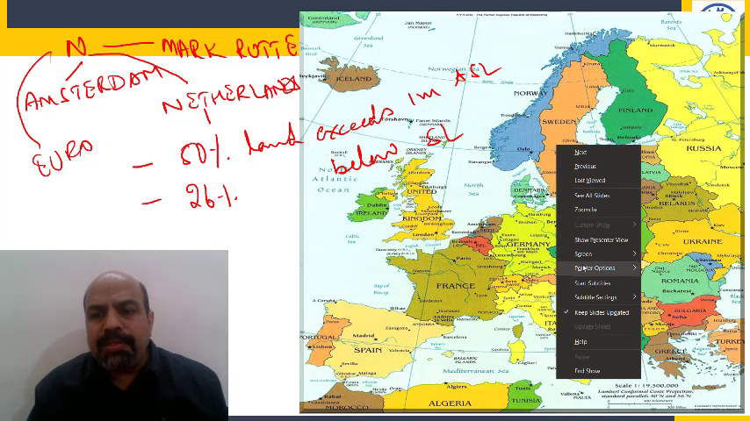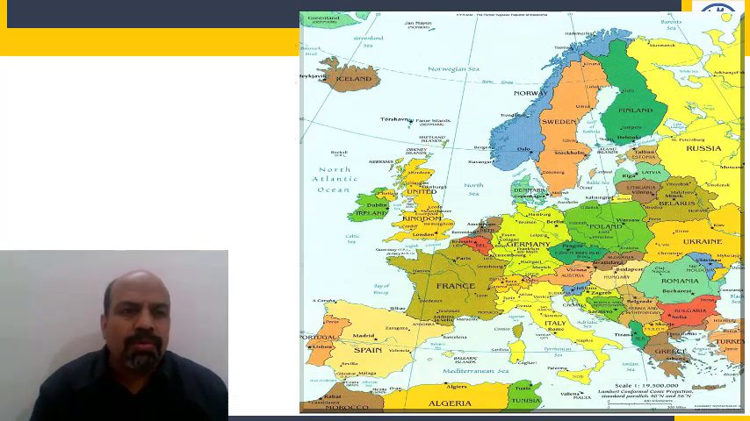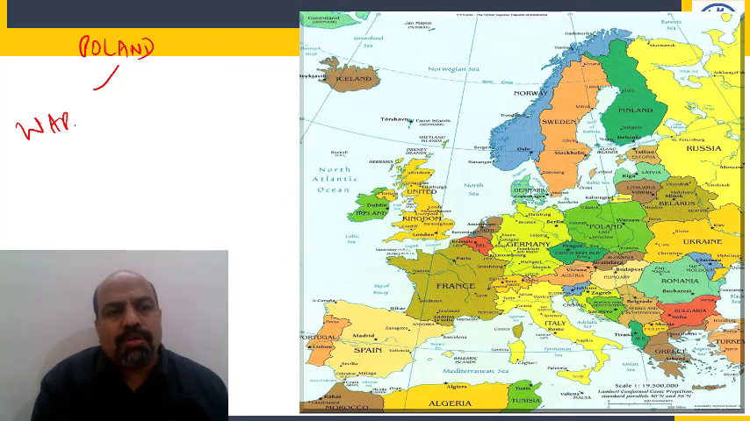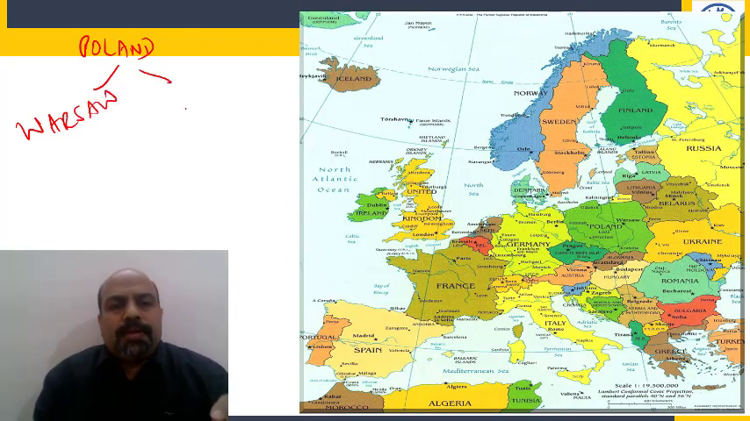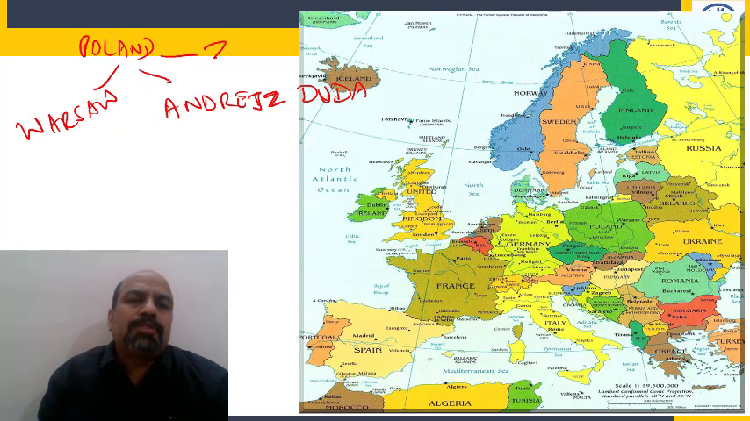Shall we write about Poland then? Yeah, we'll end with Poland, because Germany and all is quite well known. Poland: the capital is Warsaw, and the prime minister is Andrzej Duda. And the currency is zloty.